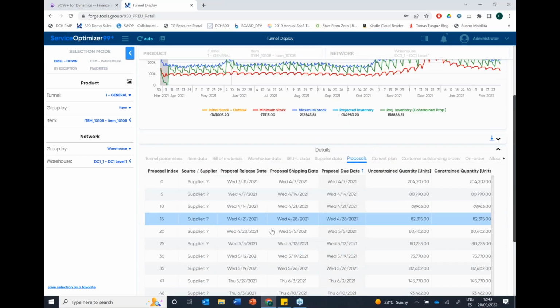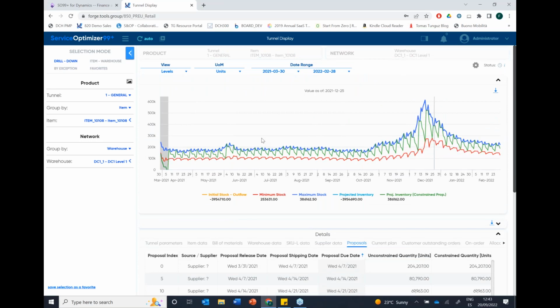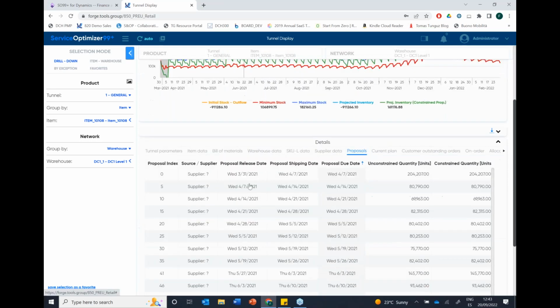These proposals can be visualized. We're looking now at a specific product here. So these are all the proposals going into the future. Or as I showed you before, I may want to look at everything that I need to release today into the ERP.